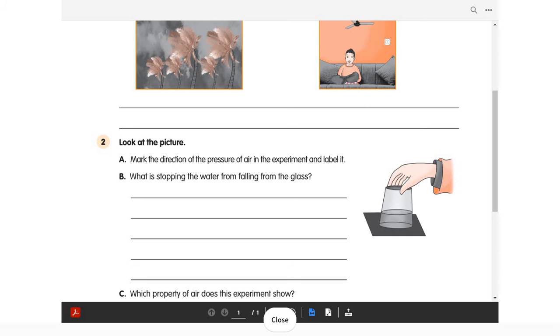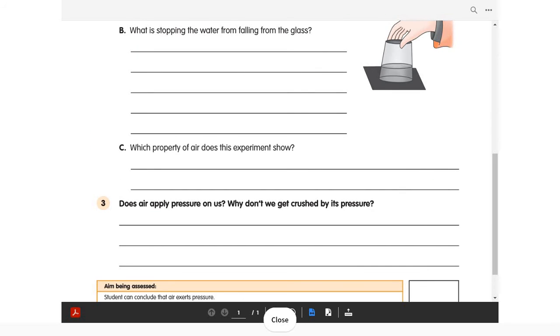Question number 2c. Which property of air does this experiment show? In this experiment, we prove which property of air? Yes, air exerts pressure. The answer is, air applies force on us, but we do not get crushed by it because air exerts pressure. It exerts pressure from all directions and on all objects. Okay.